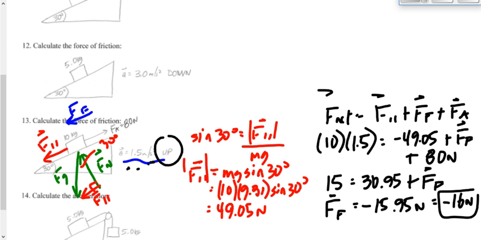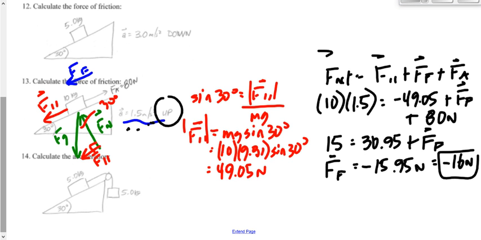All right, what do you think is going to happen if we see a question like number 14? I don't want to do that question for you right now, but I want to give you a little heads up as to how we might tackle that, okay? So a situation like this.